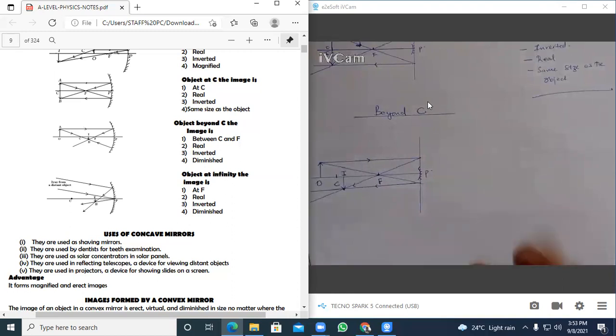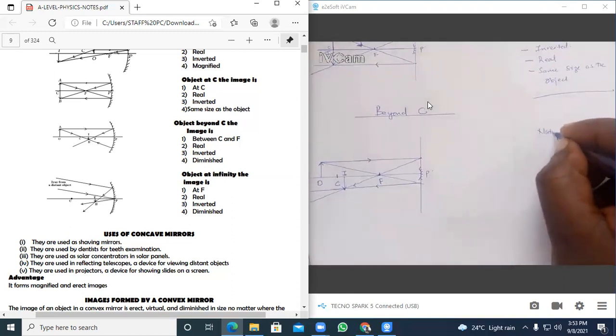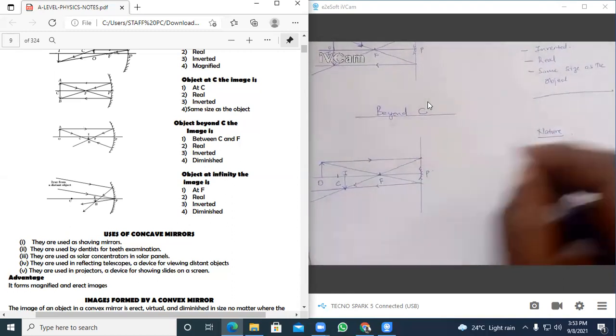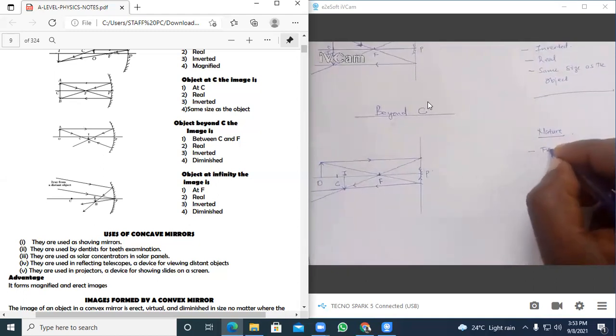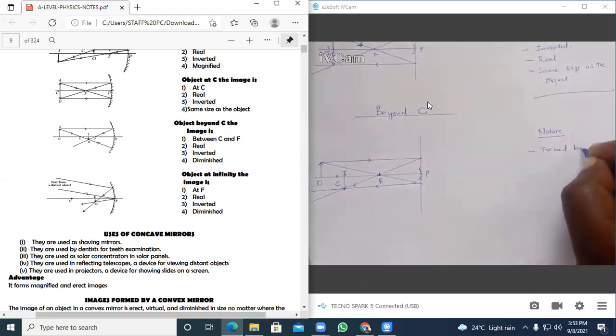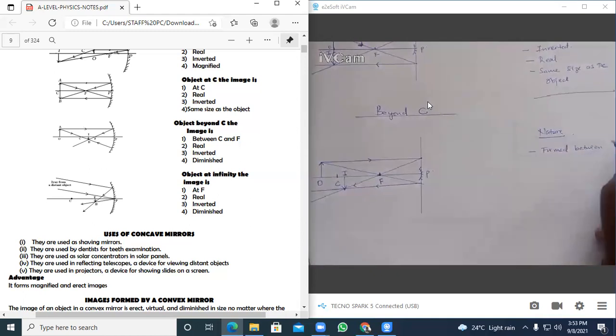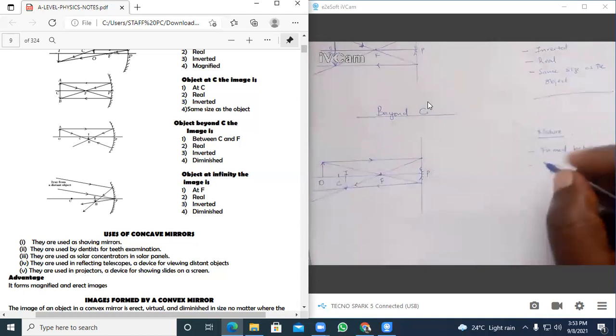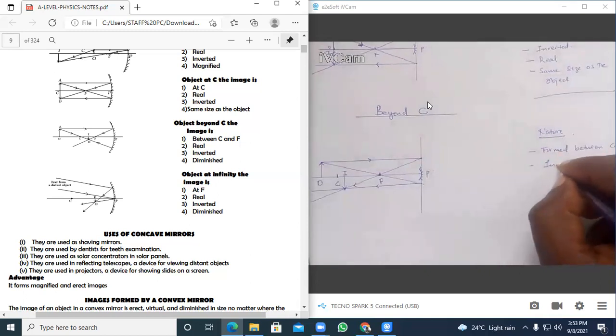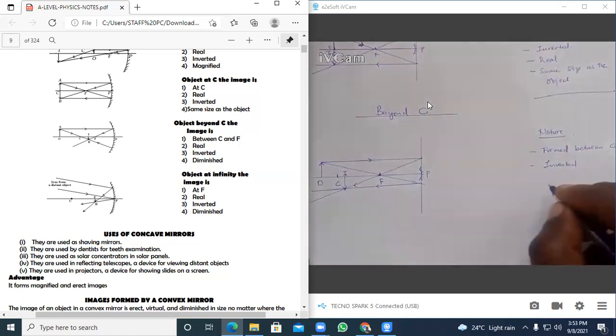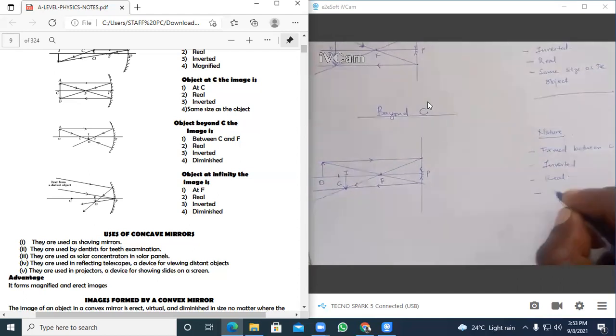Okay, so the nature here is that the image is formed between C and F. It is also inverted. It is also real, but it is diminished.